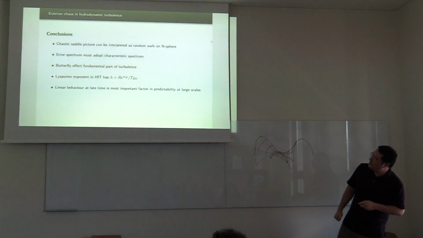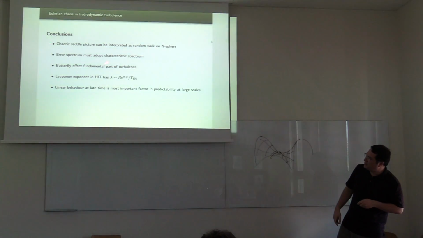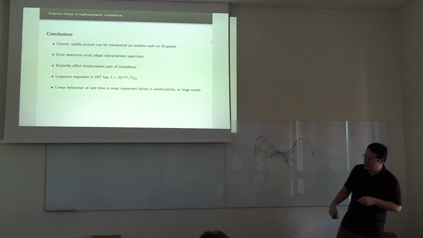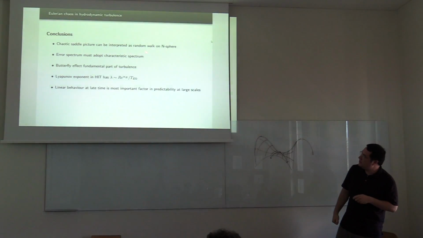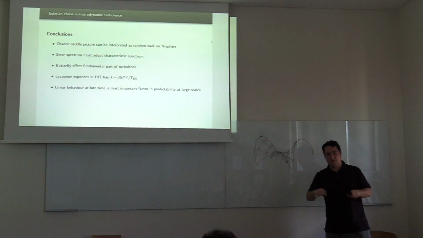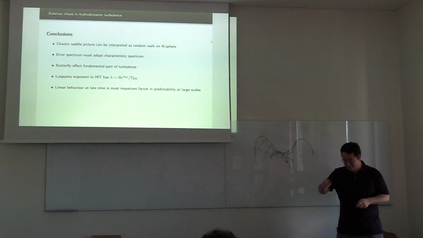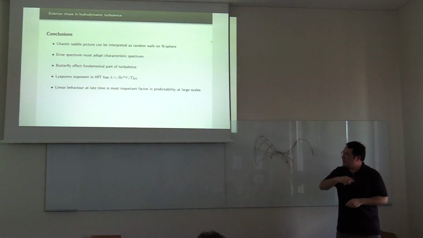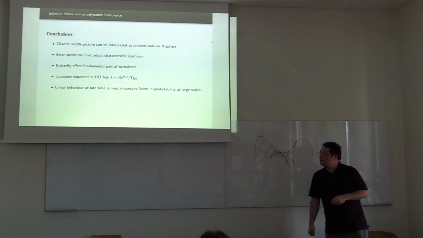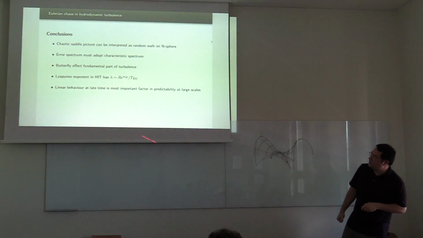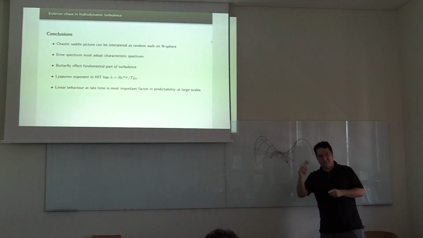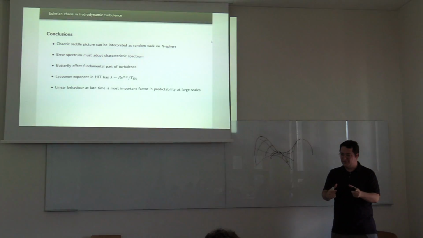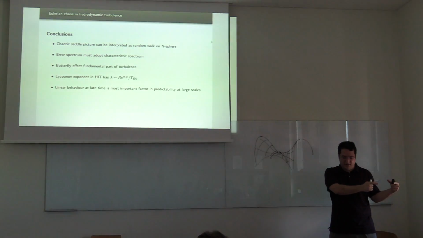Strange. So from this talk, we've seen that we can picture the turbulence as a chaotic saddle, as a point in state space moving amongst these chaotic saddles, or as a random walk in a sphere. We have this error spectrum which must adopt a certain profile before we have this exponential growth. The butterfly effect is a fundamental part of turbulence. We have shown what the dependence of the Lyapunov exponent is, and we have this late linear-time behavior, which is also a fundamental part of turbulence, but it's also captured in these atmospheric models.